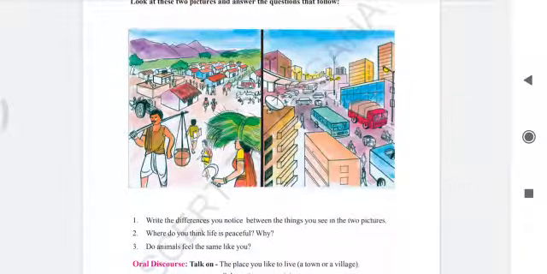Write the differences you notice between the things you see in the two pictures. Differences you notice between the two pictures, things or pictures you see. You have to find out the difference between those two pictures.